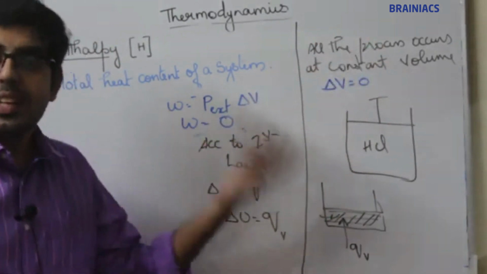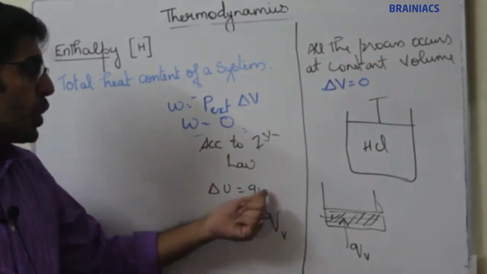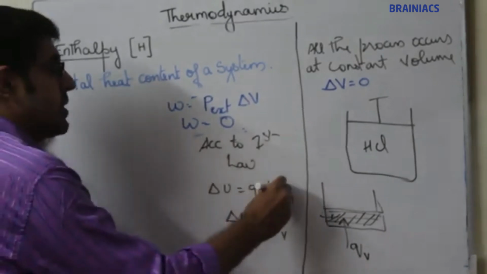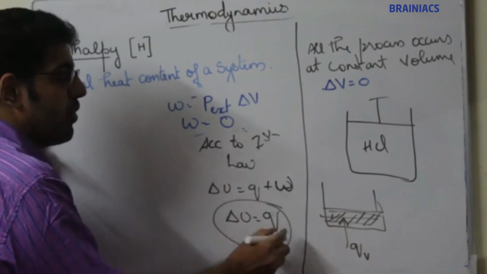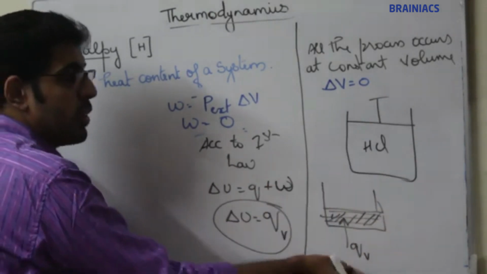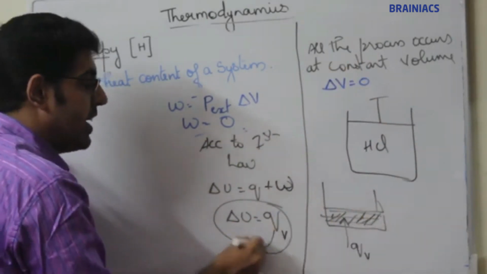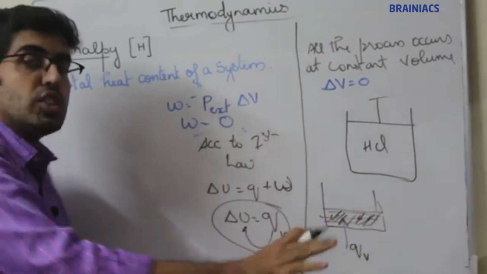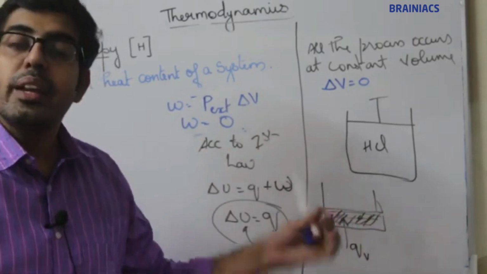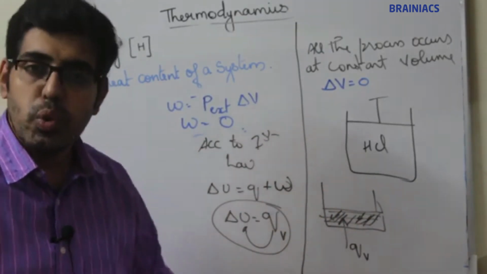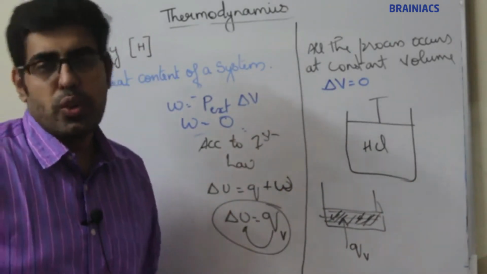If this concept was true, then work would be equal to 0, and according to the first law, delta U is equal to Q plus W. Since work is equal to 0, delta U is equal to Q. I am writing a V here because volume is constant. So when you supply heat energy, volume is constant, and that heat energy is only used to increase the internal energy of the water molecules. That is the meaning of the old concept. But it was not true.